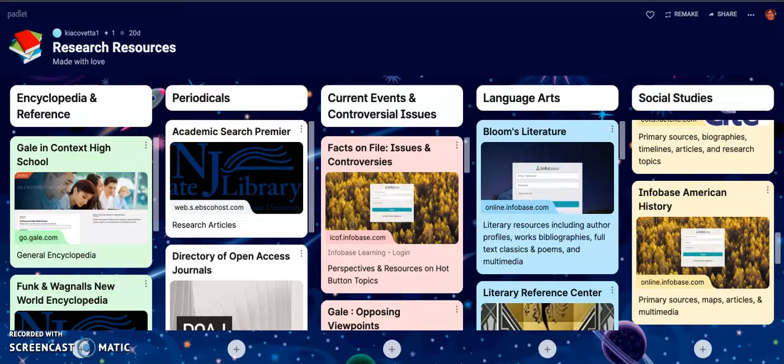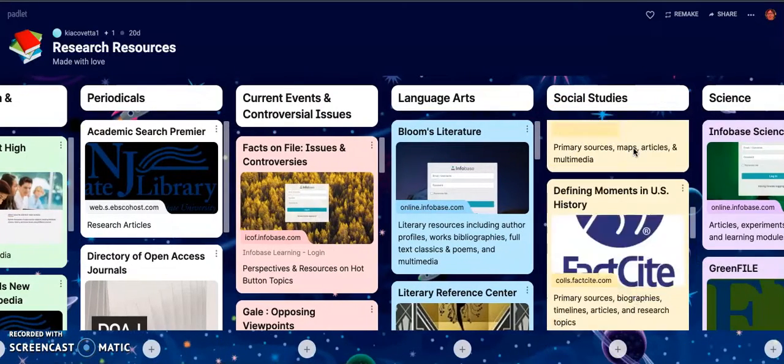Hi folks, I'm going to show you how to use Infobase American History, a database that will help with the American Revolution project. We're going to start at this Research Resources page, and we're going to go over to Social Studies.